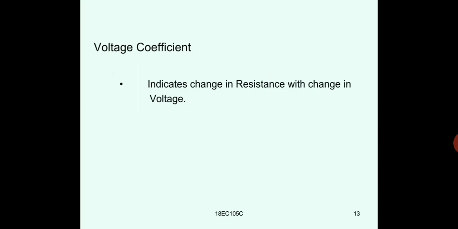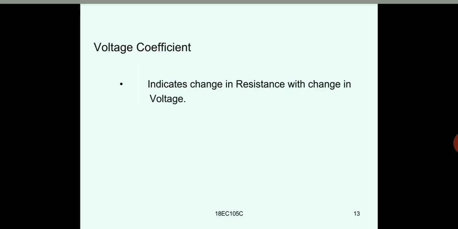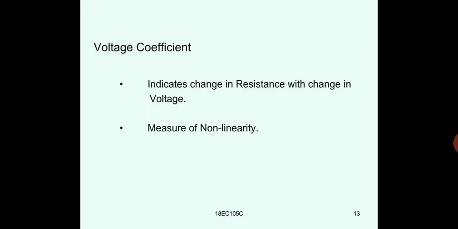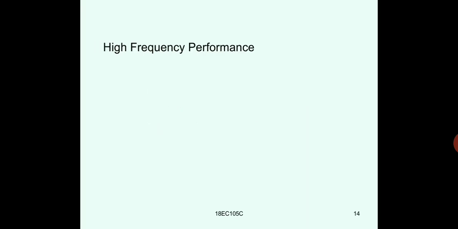That means when you use a particular resistor at small voltages, it may be fine. But when it comes to applying or working at higher voltages, there may be some difference in the resistance value. So this refers to that. The reasons are many for that, the design constraints and all. It is the measure of non-linearity of the resistance with respect to voltage.